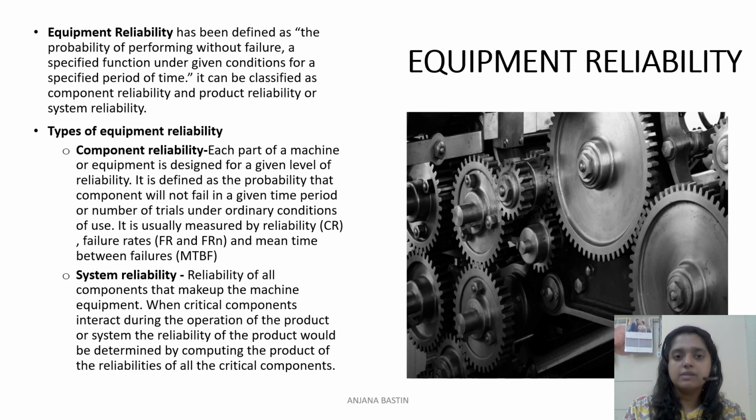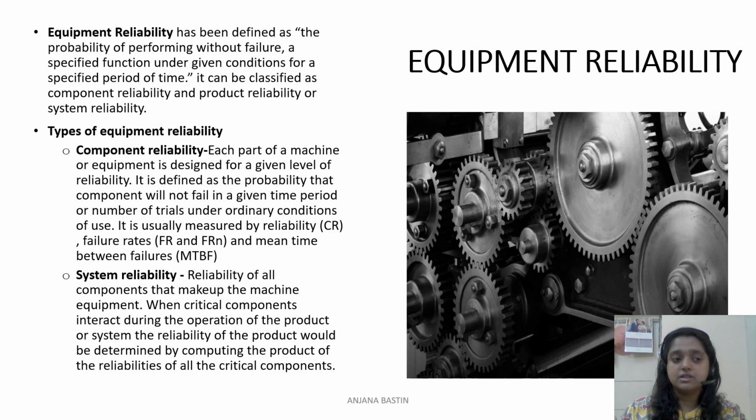So equipment reliability can be defined as the probability of performing without failure a specified function under given conditions for a specific period of time. Like how the word means, we rely on the machine to do its task properly. That's the main concept. You can divide it into two types: component reliability and system reliability.